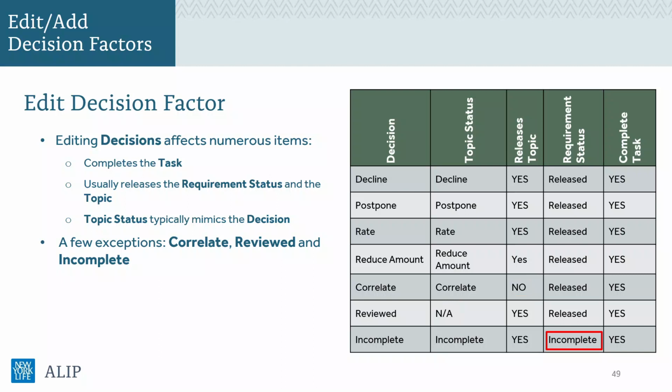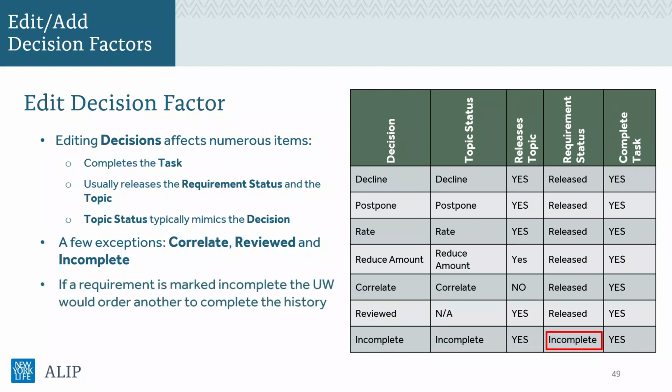The incomplete decision is unique to the APS and is chosen when the records are CNR. Though the requirement status will not release, the topic will release, so the case can be finalized. Currently, the underwriter will need to order another APS manually, but in future iterations, the system will order the second APS. If a requirement is marked incomplete, the underwriter would order another to complete the history. Once that requirement and all others are released, the case can be issued.